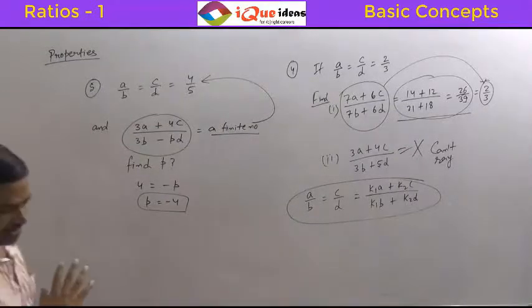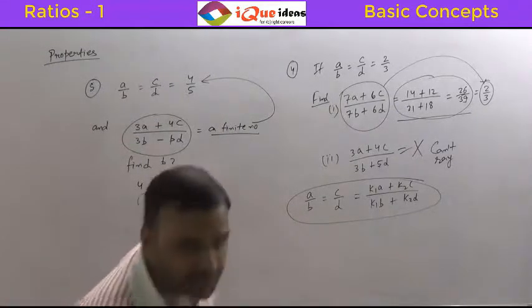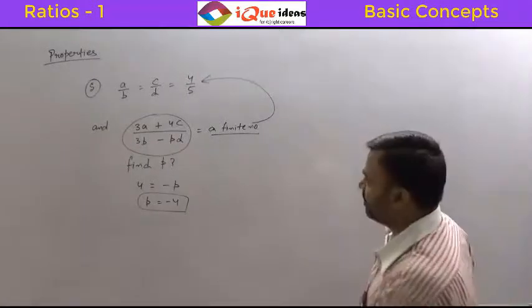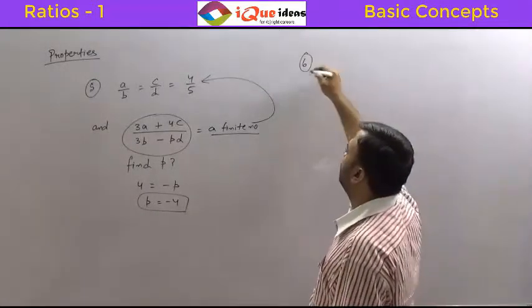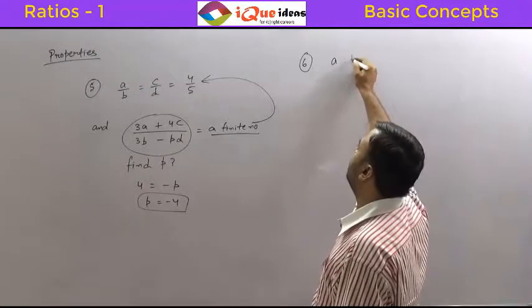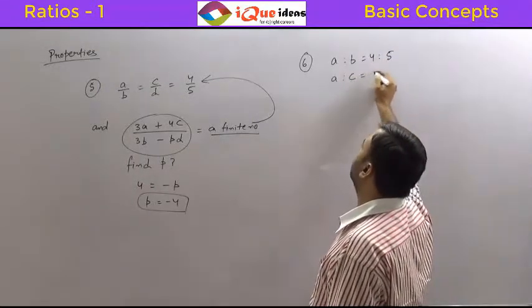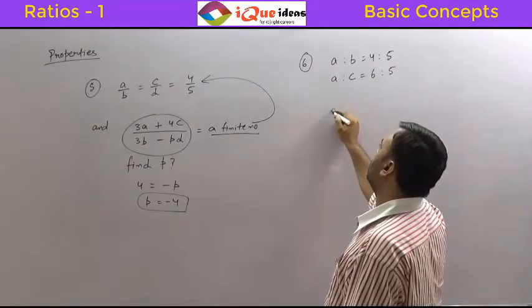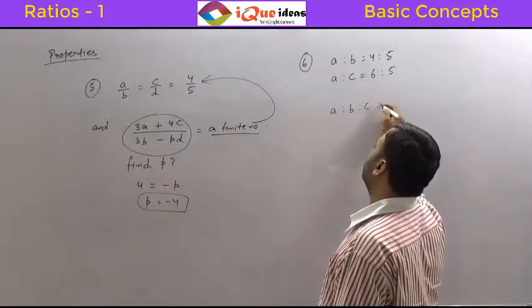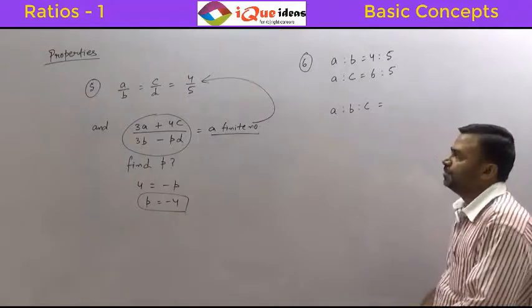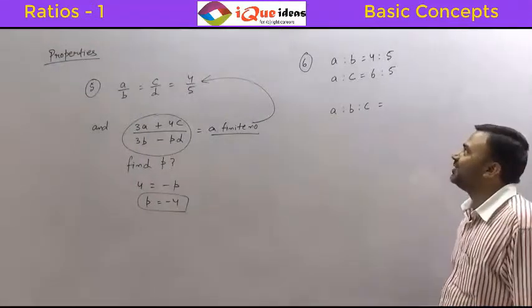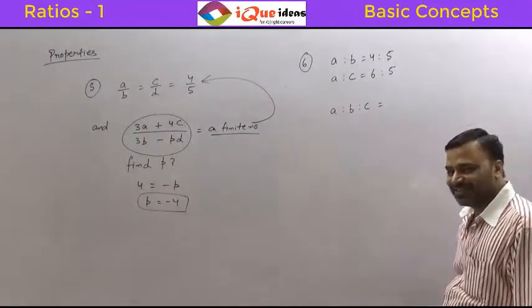That's it. इतना simple सा question हो सकता है इसके ऊपर. Suppose we have a is to b is 4 is to 5 and a is to c is 6 is to 5. What is a is to b is to c? How would you combine two ratios? 4 is to 5 is to 6? No, it is not 4 is to 5 is to 6.